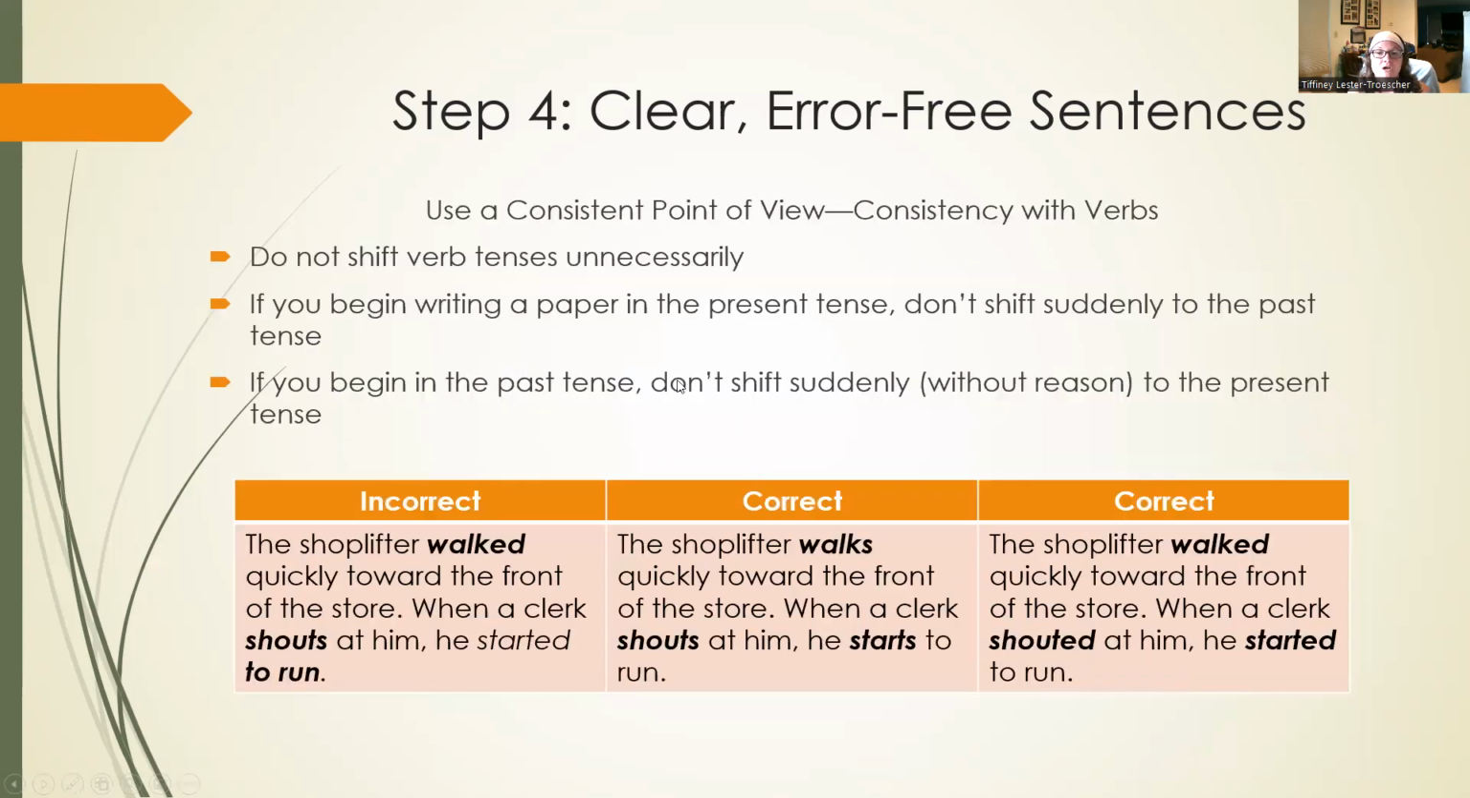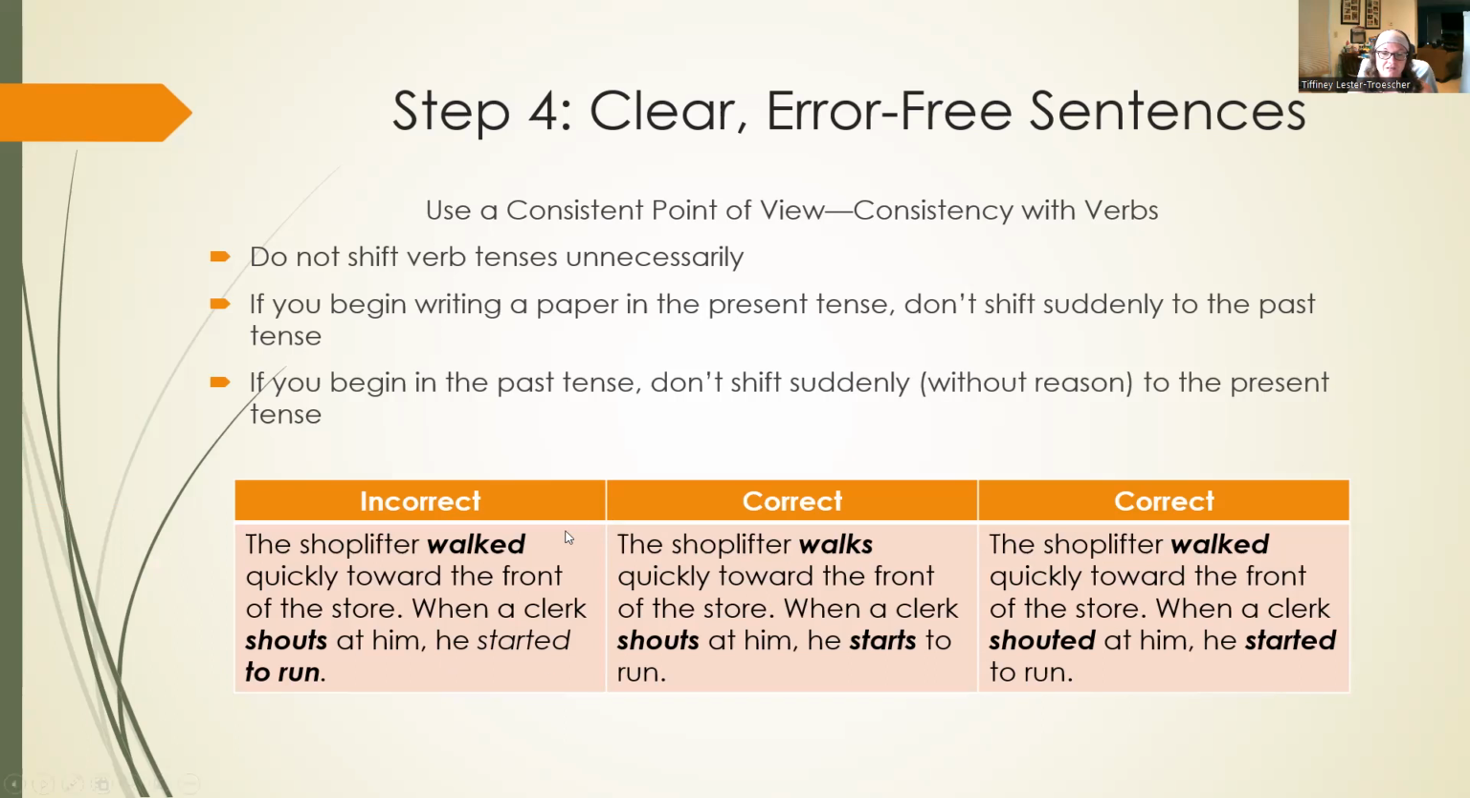We also want to make sure that we are staying in a consistent point of view. And the first way we do that is looking at our verb tenses to ensure that those are consistent. You do not want to shift verb tenses unnecessarily. If you begin writing in the present tense, don't suddenly shift to the past tense. Or if you begin in the past tense, don't suddenly shift to the present tense unless there's a reason to do so, right? But if you're writing just a standard paragraph or a standard essay, that's not really like a narrative where you're telling a story, more than likely you're going to want to stay in one verb tense.